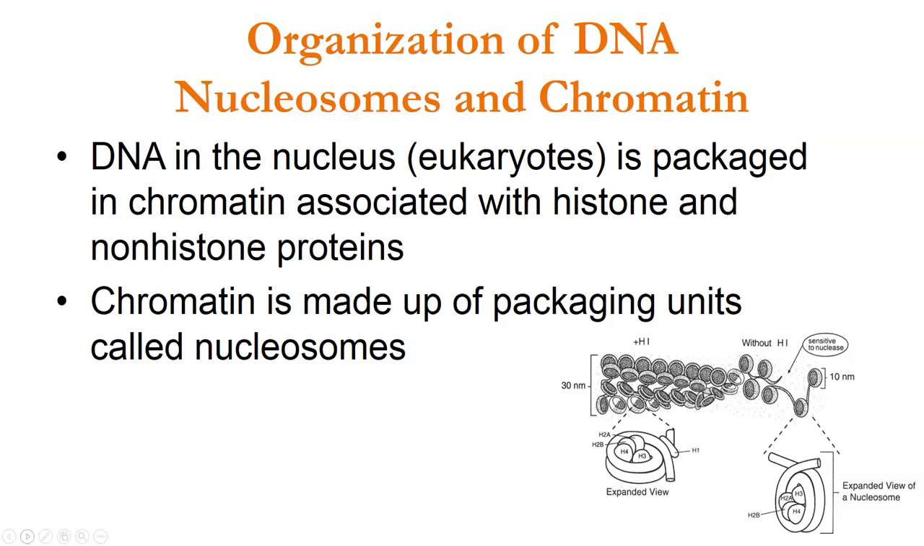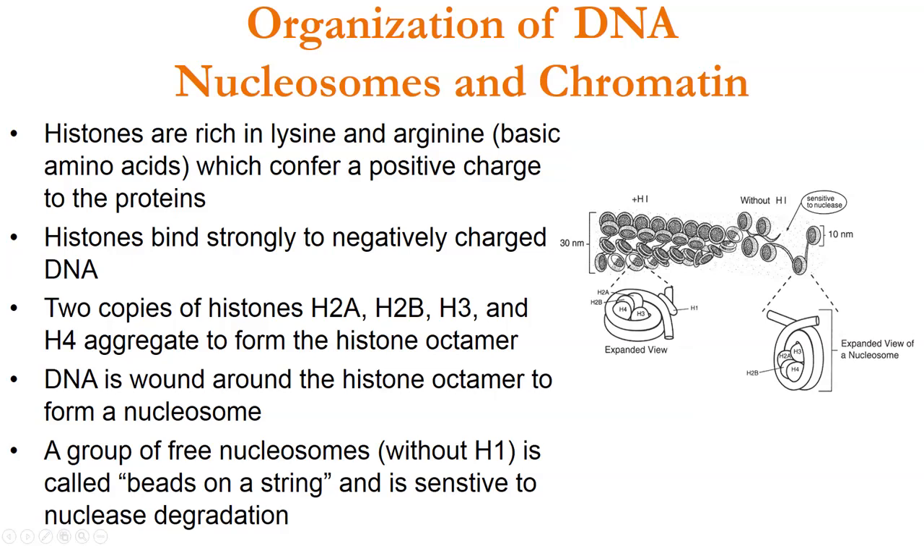Now, in humans and other eukaryotes, the DNA is all contained in the nucleus, with the exception of the little bit of DNA in the mitochondria. And the DNA in the nucleus is packaged in chromatin. Chromatin is a mixture of DNA associated with histone and non-histone proteins. Chromatin itself is made up of packaging units called nucleosomes, and that's what a nucleosome is right there.